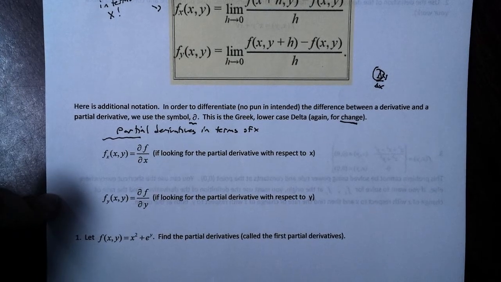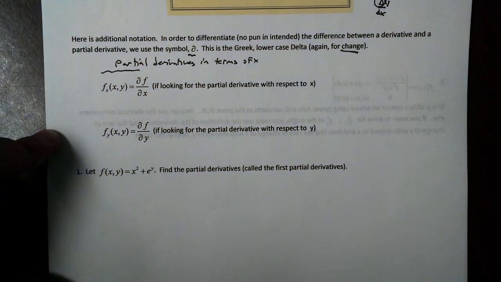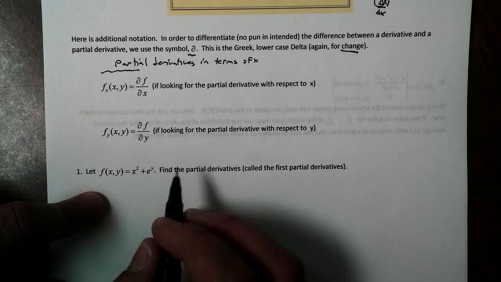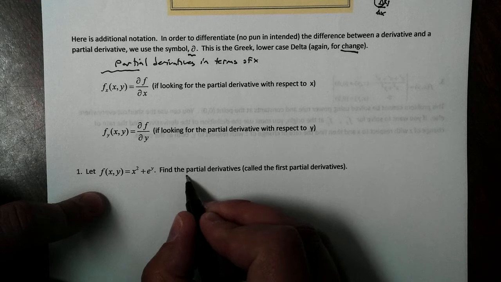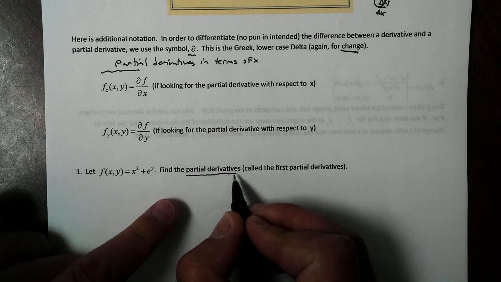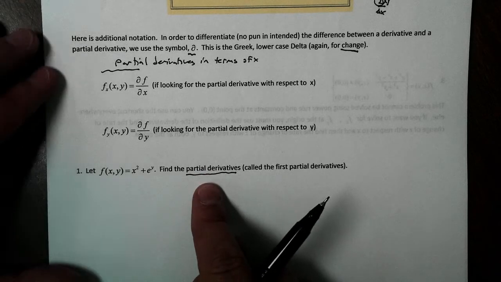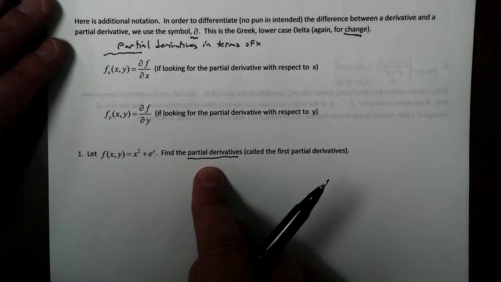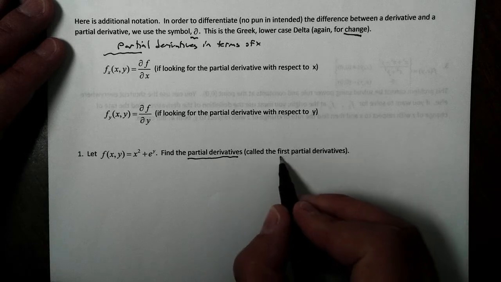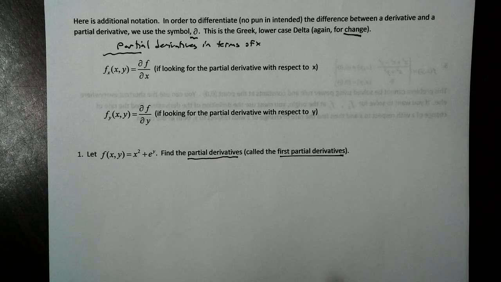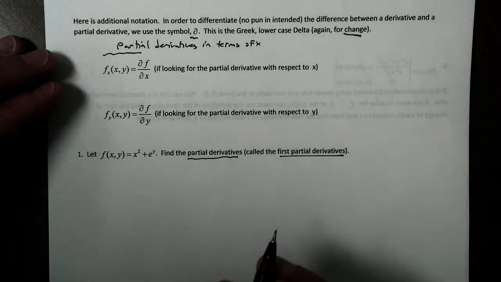So let's look at an example. Let f of x, y, so this is a function, equal x squared plus e to the y. We want to find the partial derivatives. In other words, we want to find the partial derivative with respect to x and the partial derivative with respect to y. These are called the first partial derivatives. And yes, we have second partial derivatives and so on and so forth. We'll talk about those in another video.